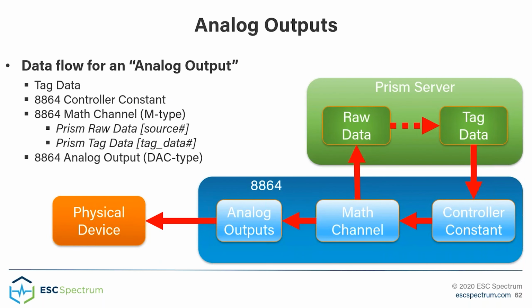Right? Analog outputs, a little bit more complicated. The way the analog outputs work is that Prism drives the value in the logger by controlling a controller constant, which is the only thing inside of a math channel equation, which then drives an analog output. And then Prism will read back. It writes the controller constant, but it can't read that directly, so it just reads back the math channel.